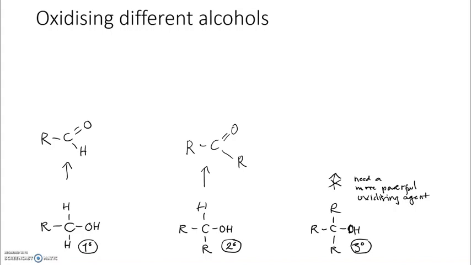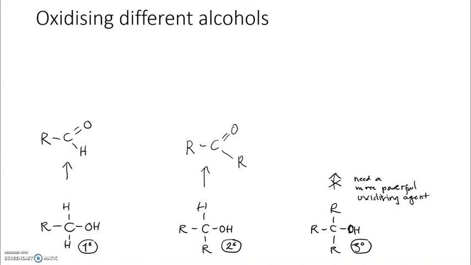If you try and mix your nice orange acidified dichromate solution with your alcohol, it'll just stay orange because it just can't oxidize a tertiary alcohol. Whereas with primary and secondary alcohols, you would see that acidified dichromate change from orange to green as it oxidizes the alcohol that is present.